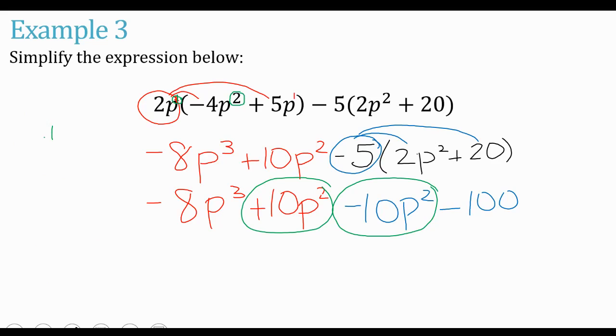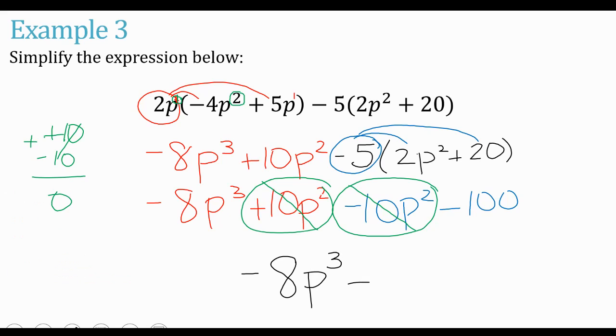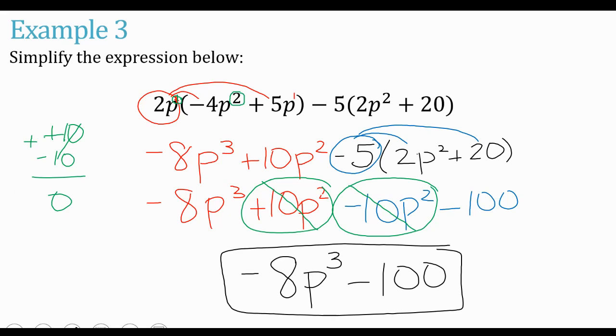Now, when you add a positive 10 and a -10, those are additive inverses. So they're going to cancel out and just give you 0. So in this case, these are going to cancel out, and the p squareds are included in that. So then our answer is just -8p to the 3rd minus 100. Put our answer in a box, and that's it.